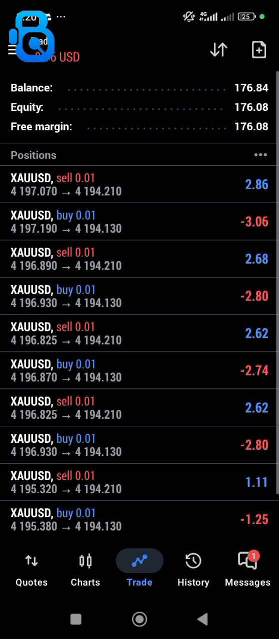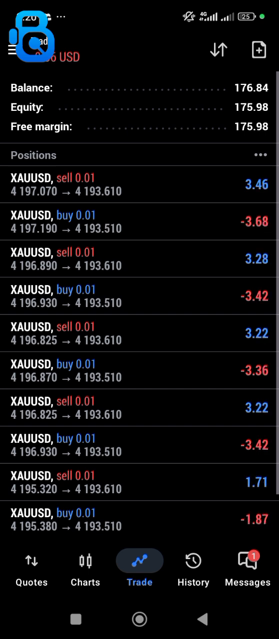So the strategy is, for all the buys, for the first buy you add 10 to the entry price. For the second buy, you add 20. For the third buy, you add 30. The fourth buy, you add 40. The fifth buy, you add 50.